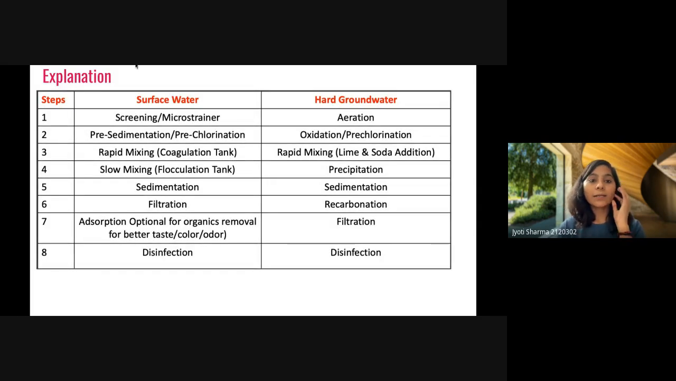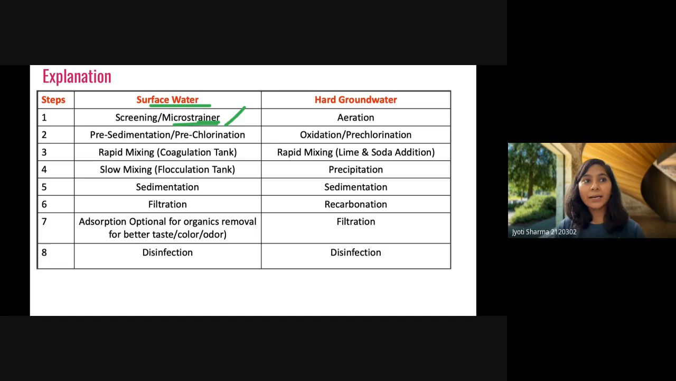These are different steps that we have to follow for surface water, because surface water may have something that we can strain out, right? It may be plastic, it may be a leaf that has fallen from a tree. So we must have the screening or the micro strainer to screen out that leaf or whatever thing that has been put into the surface water. So the first step will be the micro strainer.